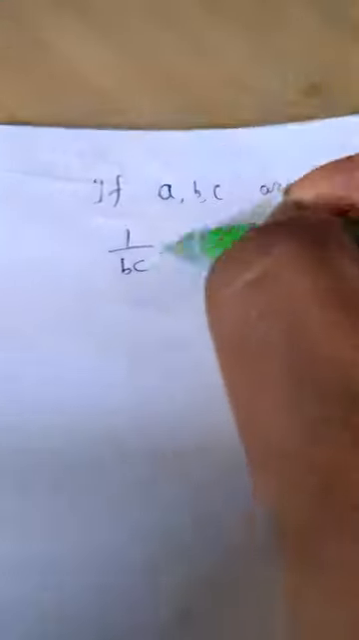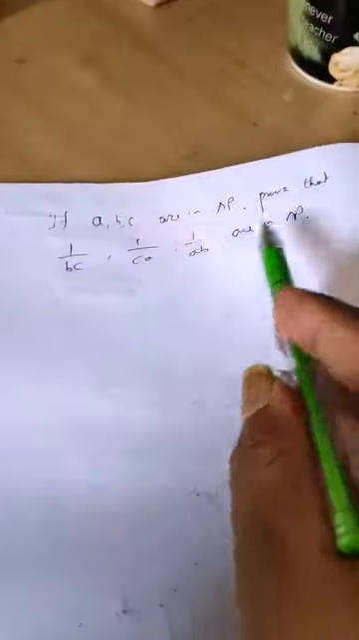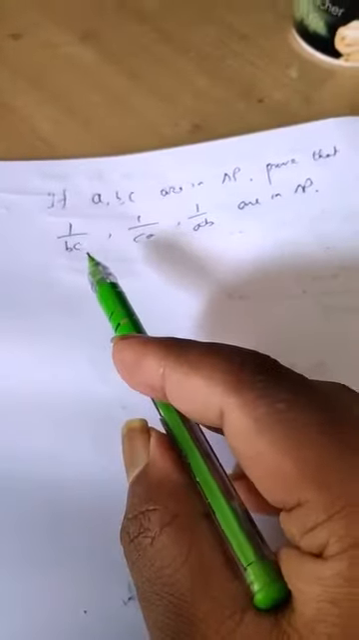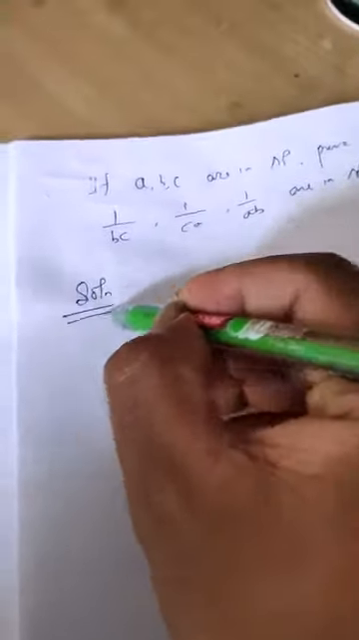We will continue with arithmetic progression. Now say, if A, B, C are in AP, prove that 1 by BC, 1 by CA, 1 by AB are in AP. See how to do this type of sum.